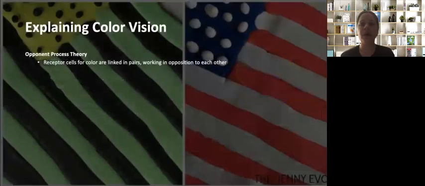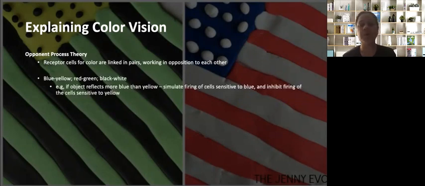The opponent process theory offers a different explanation for how we perceive color. This theory suggests that receptor cells are actually linked in pairs and are working in opposition to each other. Specifically, this proposes that there's a blue-yellow pair, a red-green pair, and a black and white pair.